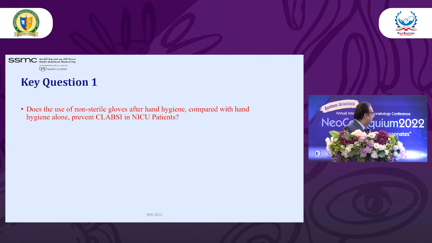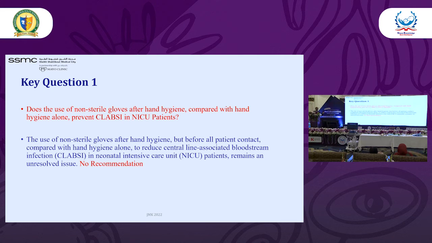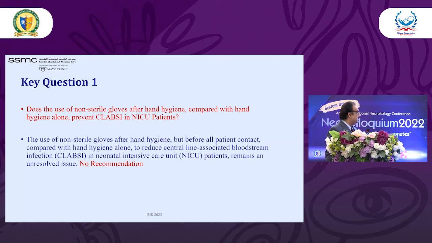These are actually from the CDC, just published in April 2022. The use of non-sterile gloves after hand hygiene, but before all patient contact, compared with hand hygiene alone, has no recommendation. It remains an unresolved issue. What we are doing, I can tell you, is hand hygiene and we also put non-sterile gloves on top of that. Our nurses put them on before they handle the line.